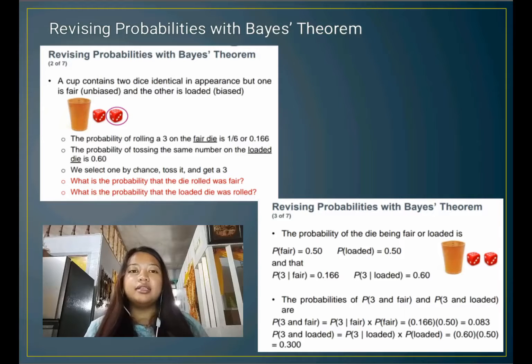Because, right, in one die, there are 6 numbers: 1, 2, 3, 4, 5, and 6. If we divide the chances, it becomes 1/6 because it is fair. And if the probability of being loaded is equal to 0.50, and the probability of being 3 given that it is loaded is equal to 0.60. Because it is loaded, there is a big chance that the toss will be a number 3.